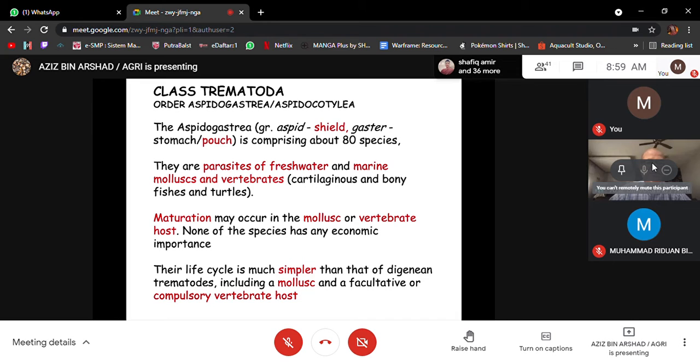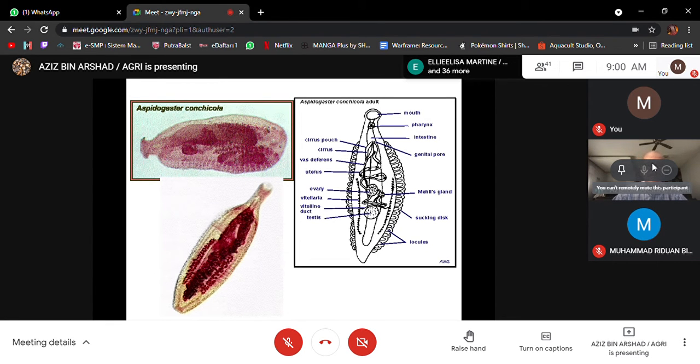In order Aspidogastria, it is a small group. They are parasites of freshwater or marine mollusks and fish, cartilaginous fish and bony fish, as well as turtles. They mature in the mollusk or the vertebrate host, so there is only one host. The species has no economic importance. The life cycle is simpler than Digenea, because Digenea has more hosts, maybe a mollusk and one vertebrate or one fish. This is Aspidogaster again, the picture.